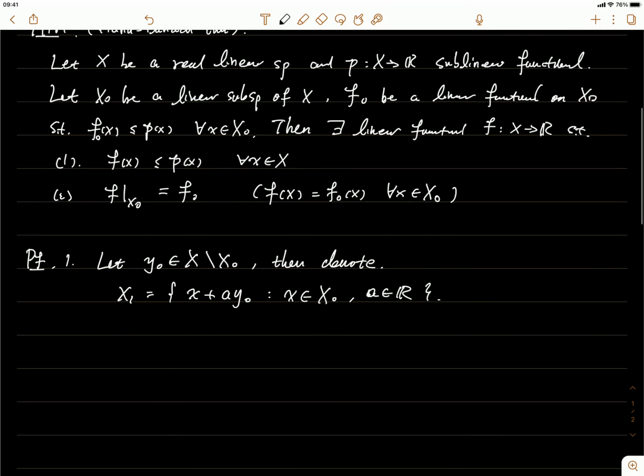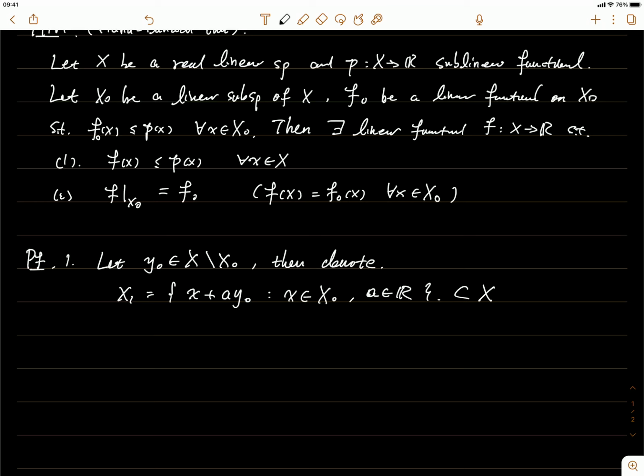Okay, and it is easy to show that this x1 is a linear subspace of x. It's again a linear subspace of x, but it contains the original x naught, since when you set a equals 0, you just get all the elements in the original x naught. So this is the extension of x naught, but it's still a linear subspace of x.